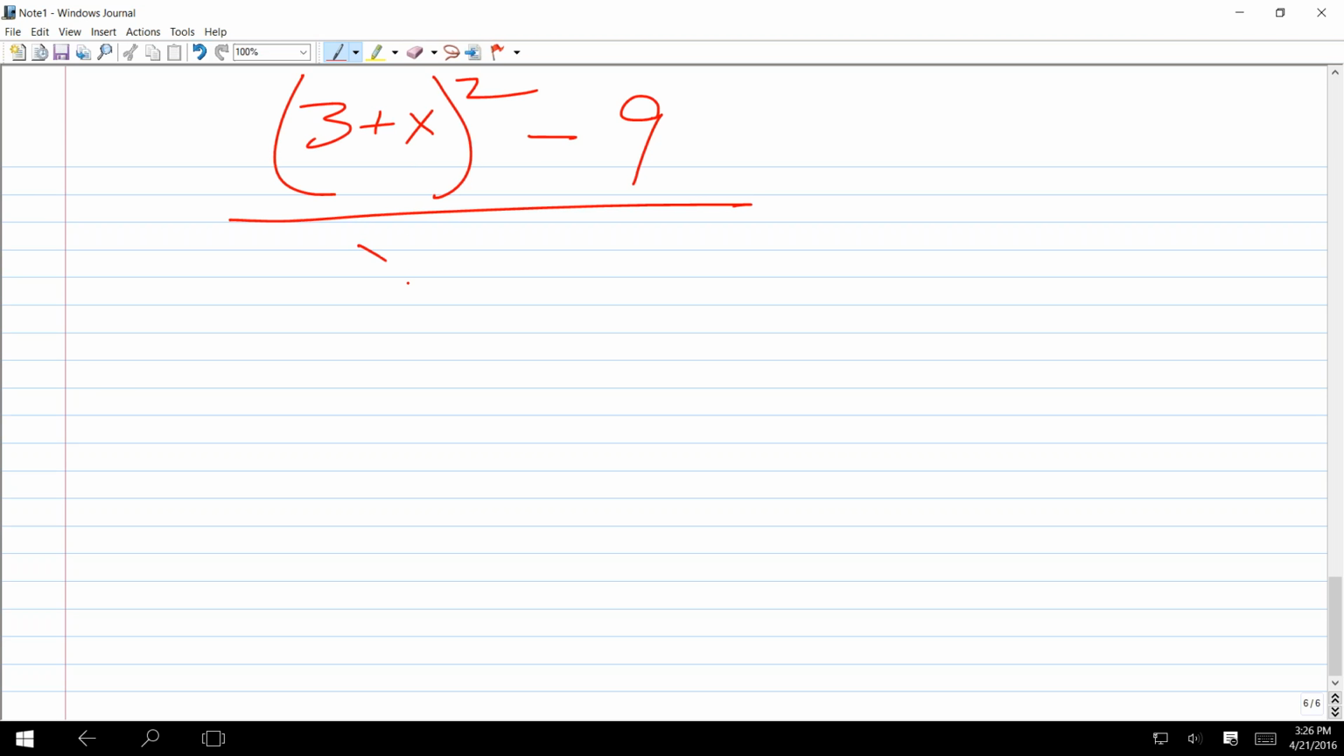Okay. Got about 5 minutes if you have a 5-minute problem. Alright, so the limit as x approaches 0 of (3 plus x) squared minus 9, all over x.